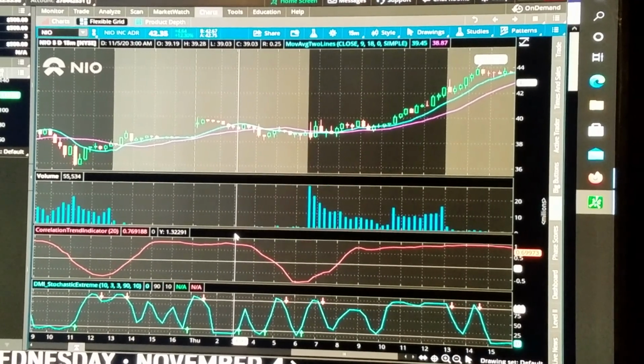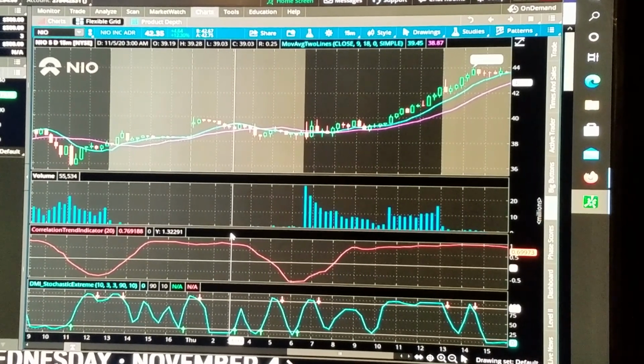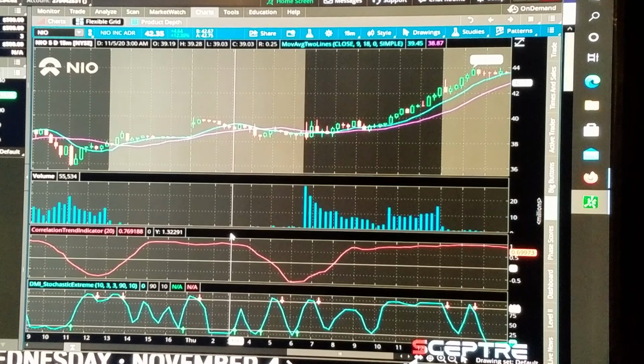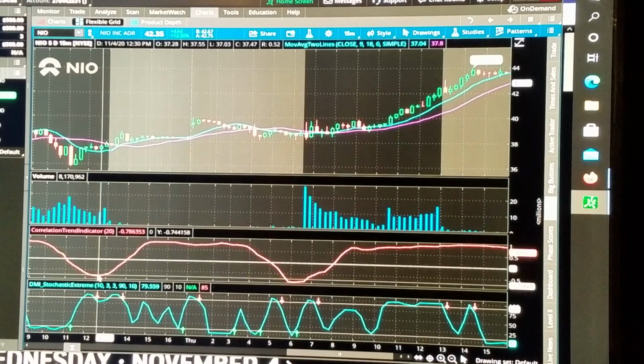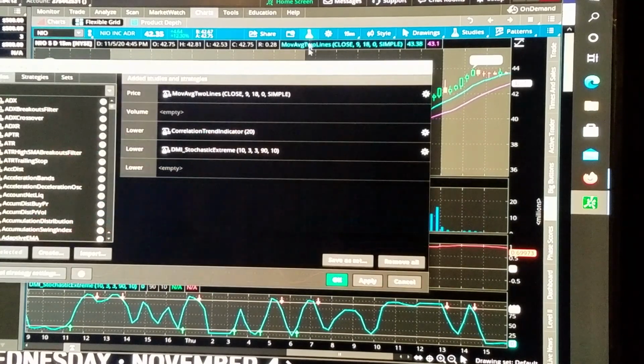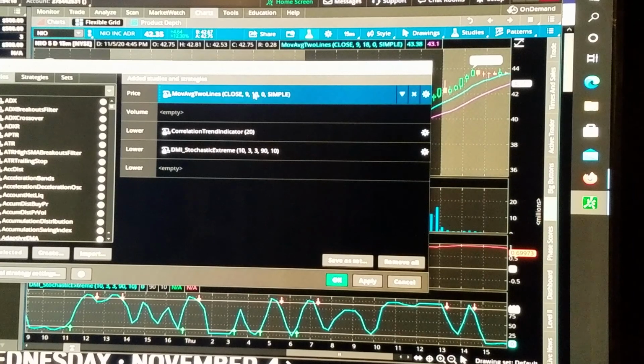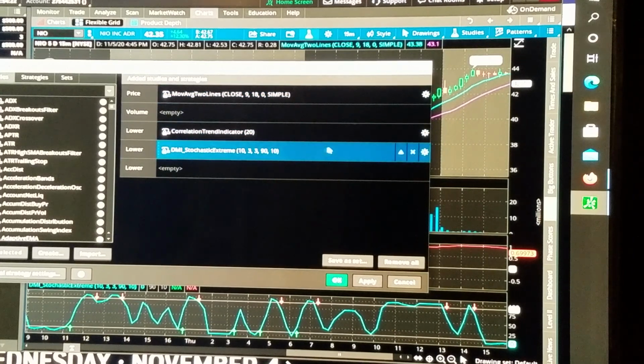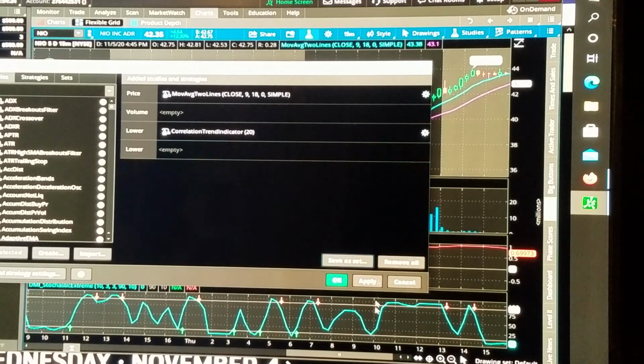Now we are looking at NEO. And we're using the correlation trend indicator with some moving averages. Looks like moving average, 2 lines, and this DMI stochastic extreme, which we can get rid of.